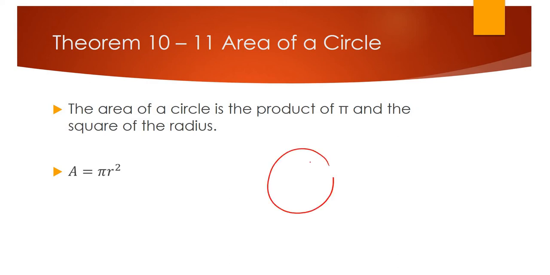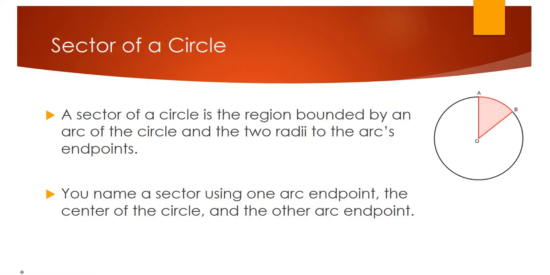So real simple, if we have a circle with a radius of 6, the area is pi times r squared, 6 squared, and we always put the 36 in front of the pi like it's a coefficient. So very simple area of a circle.